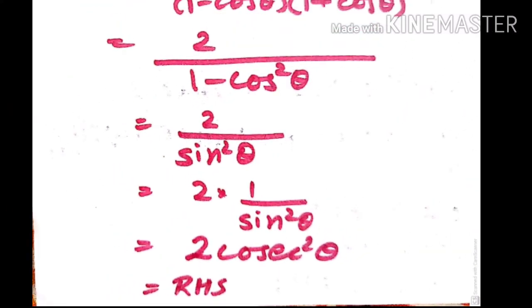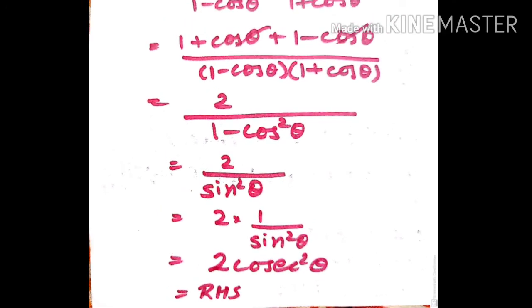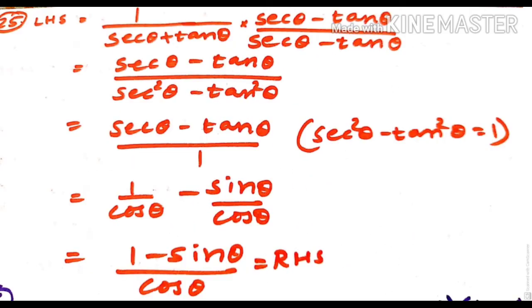Now taking the next question, question number 25. In that, the left hand side is equal to 1 upon sec theta plus tan theta, and you have to get your RHS in the form of sine and cos. So student, sec theta and tan theta, if you convert them in a sine cos manner, it will not give you the relation you want on the RHS.